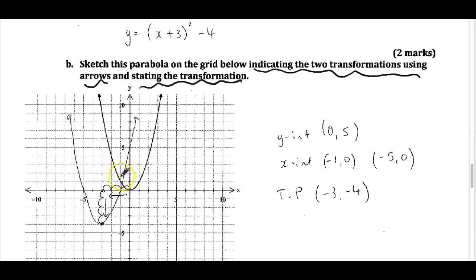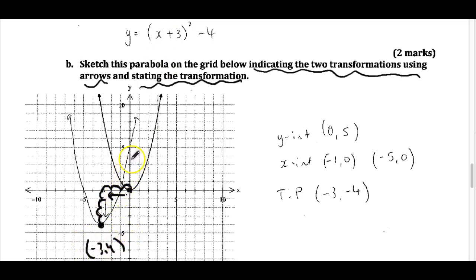So for this one here, if you have to draw the arrows, remember this point here is 0, 0. So if we've gone to the left by 3, we're going to here. So I've just done 1, 2, 3. So you can see we've gone along there, and then down 4. So your new turning point is here, and we can see that is negative 3, 4.